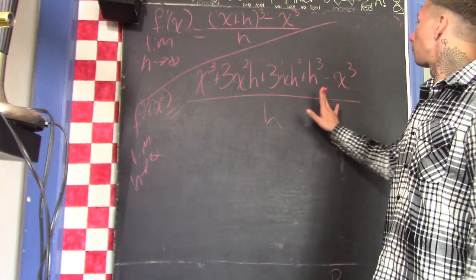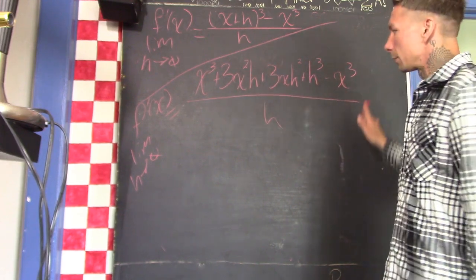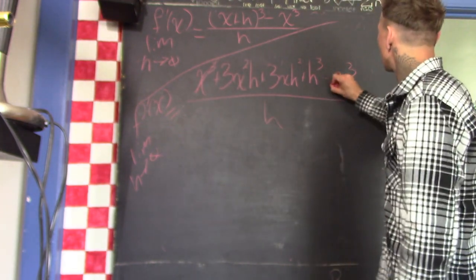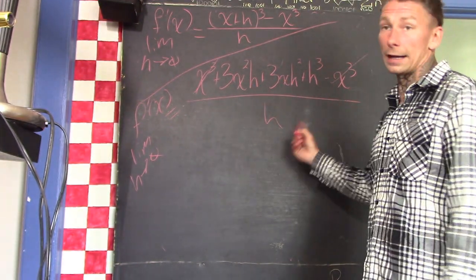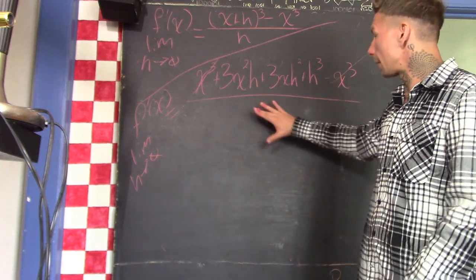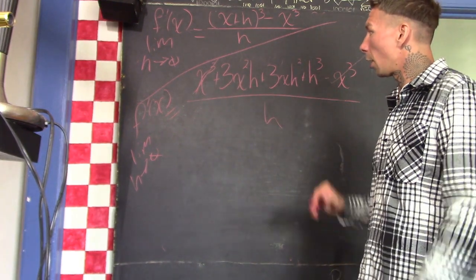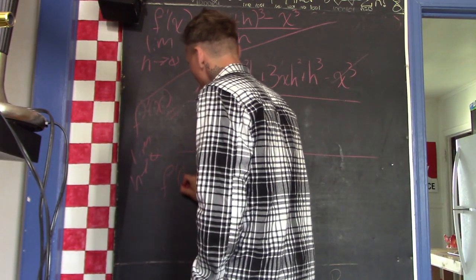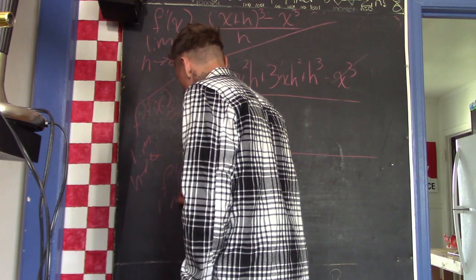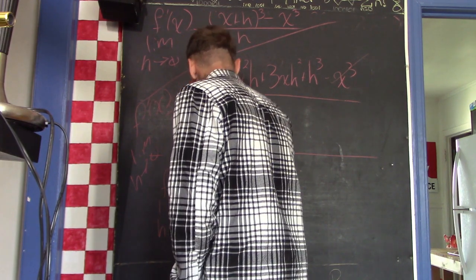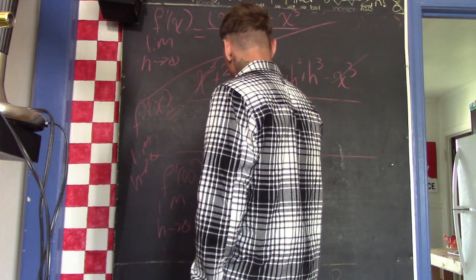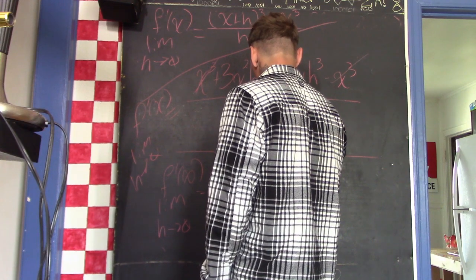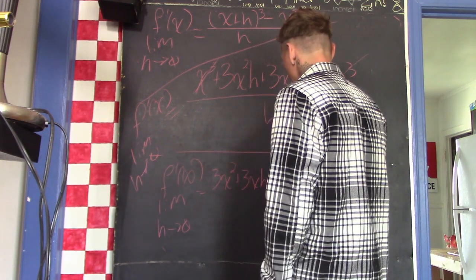On the top, you can see the x cubed terms would cancel. Acknowledging that, if these two do cancel straight out, now we're just left with h terms and an h on the bottom. We can get rid of the h on the bottom, get rid of one h on the top, and then look at what we have. So our derivative is the limit as h tends to 0 of 3x squared plus 3xh plus h squared.